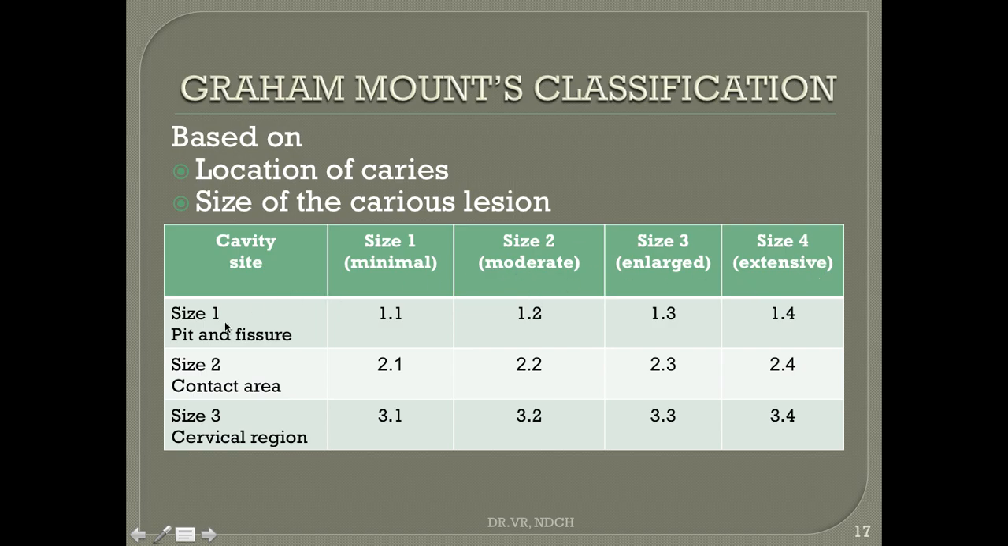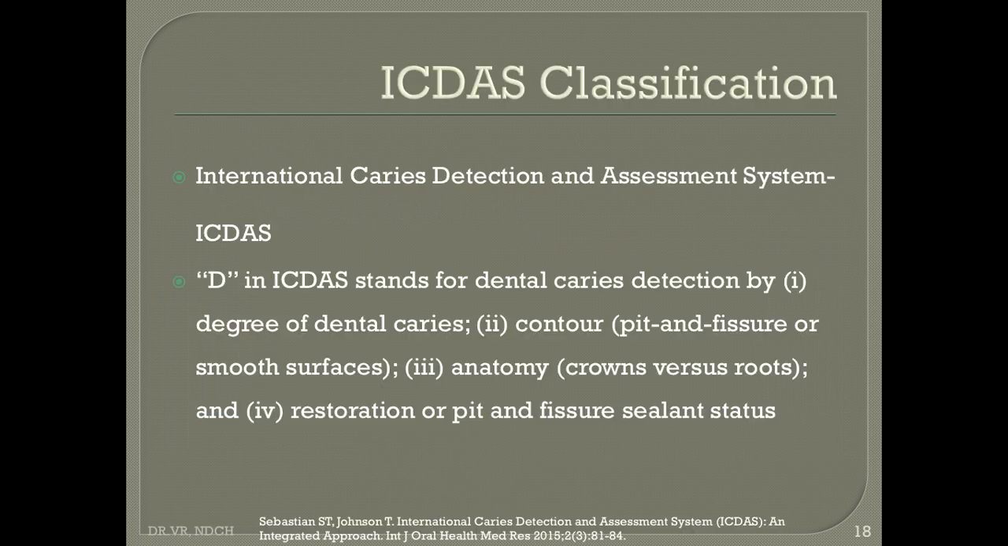So in site 1, pit and fissure, minimal will be just 1.1, 2 will be 1.2, and like that it goes on and increases. So you have three categories: pit and fissure, contact area and the cervical region. So again in this, whether it is minimal, moderate, enlarged or extensive has to be known.